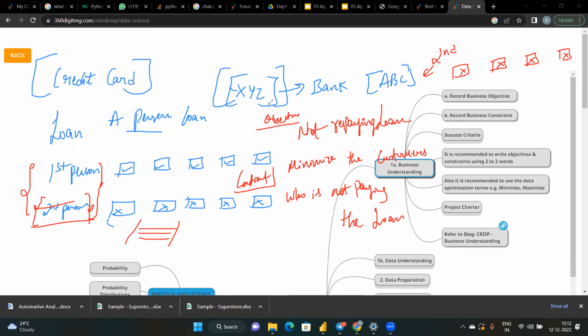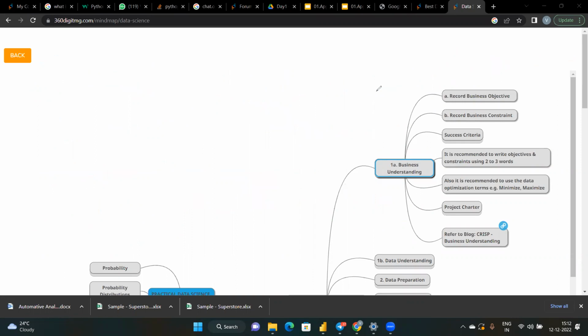So how to use that? So here you're going to say minimize. Okay, minimize and maximize. So I have written minimize. Okay, so that was all about these things.